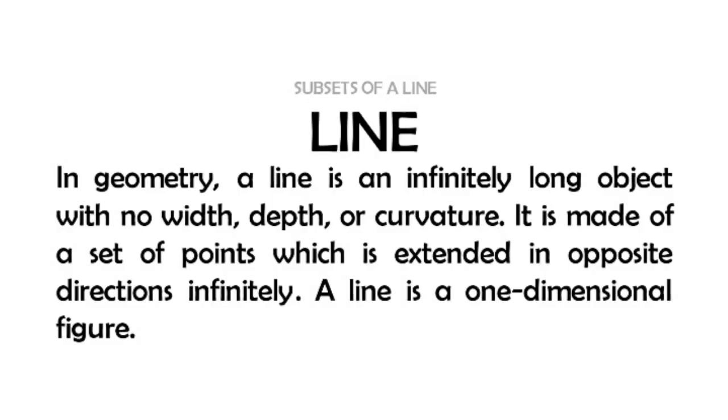Since we are going to illustrate the subsets of a line, first is we have to define what is line. In geometry, a line is an infinitely long object with no width, depth, or curvature. It is made of a set of points which is extended in opposite directions infinitely. A line is a one-dimensional figure, so it has no width, depth, or curvature.